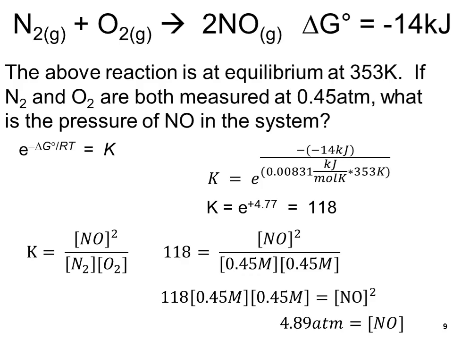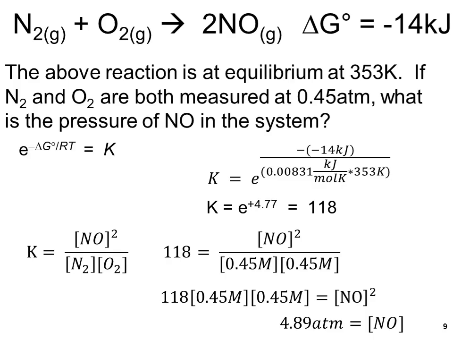So this problem is a little bit more complicated than something we will typically do, but it does demonstrate how we can use a delta G standard value to get a real chemical concentration. So in this case, we have N2 gas reacting with O2 gas to create 2NO as a product. The above reaction is at equilibrium at 353 Kelvin. If N2 and O2 are both measured at 0.45 atmospheres, what is the pressure of NO?